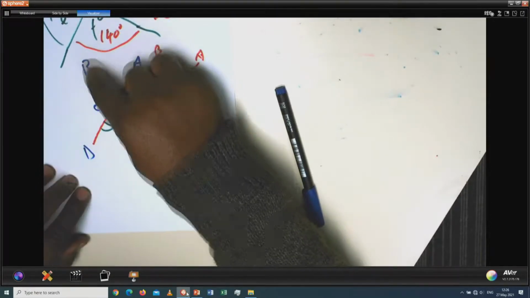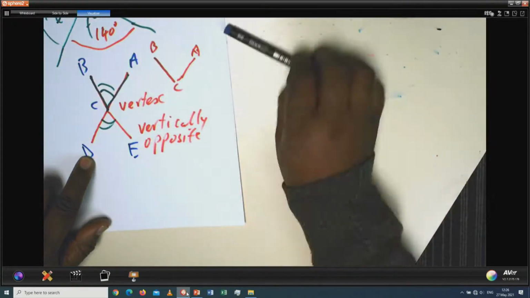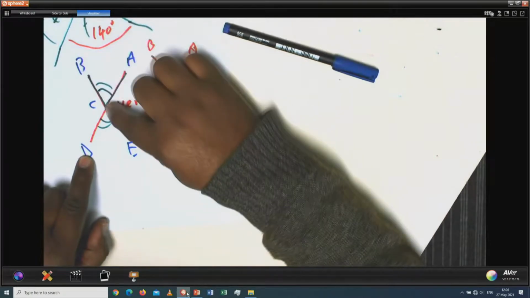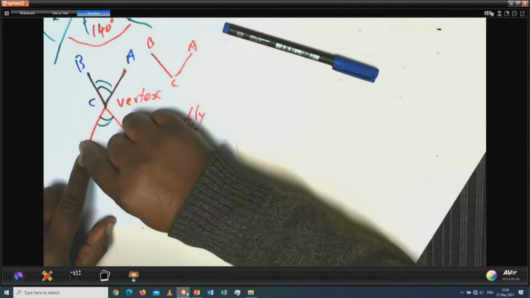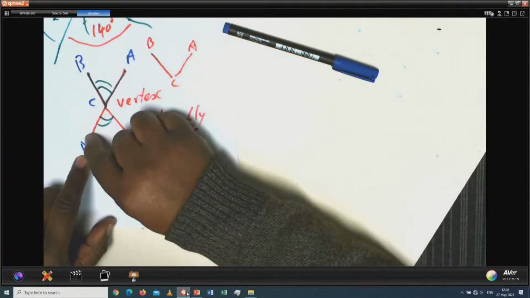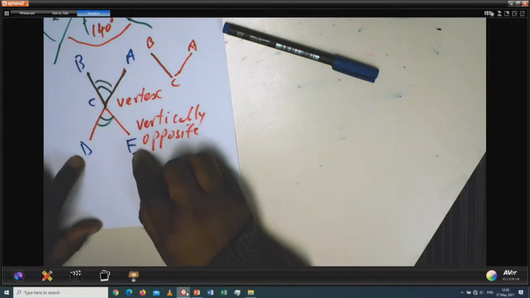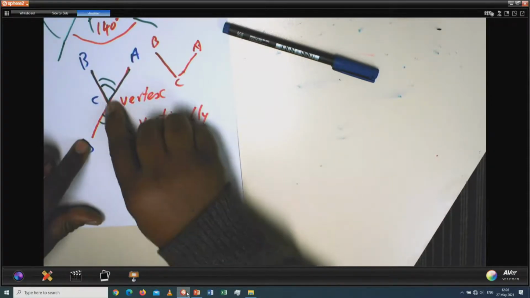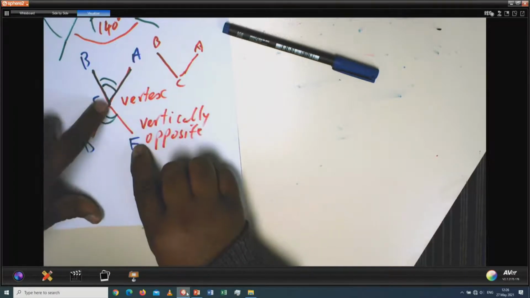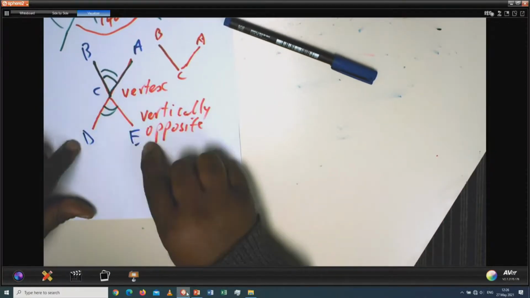What forms that angle? BC and DC. So BCD, or DCB. We're referring to this angle here. What forms it? DC and EC. C is common, so it's in the middle. DCE, ECD.